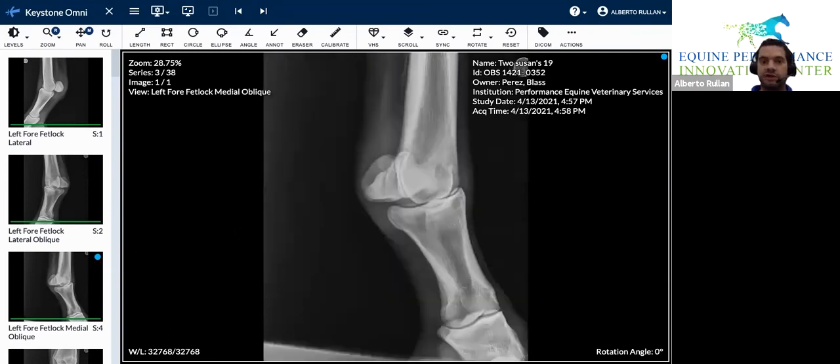Very important. Now this is the medial oblique. It's the exact same thing. And sometimes the only way to know is because of the marker. The marker should always be on the lateral side.